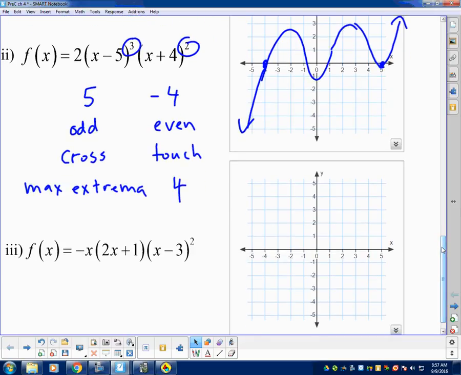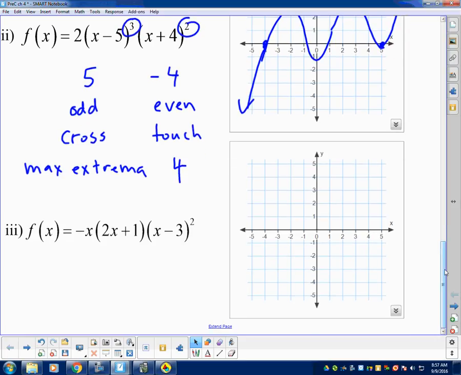All right, what about this last one on here? We have a negative x, a 2x plus 1 is a factor, and x minus 3 is a factor. So what are my zeros? What zero goes with this first factor? 0. What about with this one? Can you do it in your head? Negative 1/2. And then here we have 3.